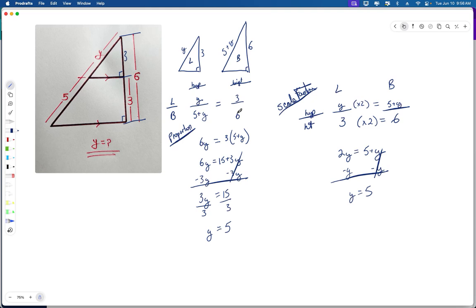So those are some of the differences and the similarities between proportion and scale factor. You're really going to get to the same answer regardless of which one you use. It's just that one is better in one scenario and one is better in another.